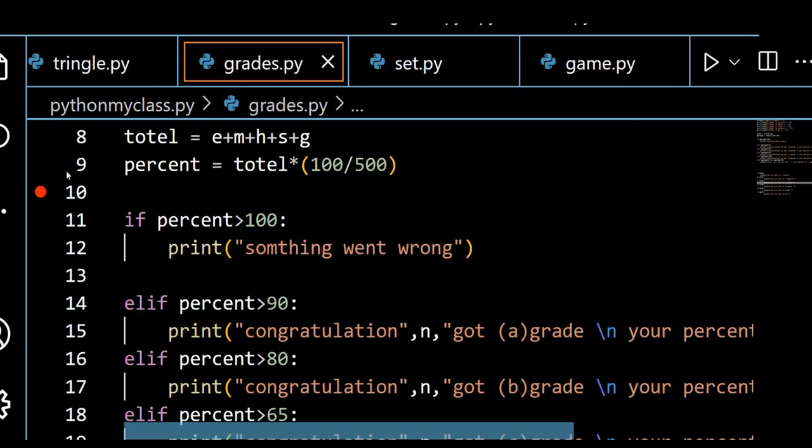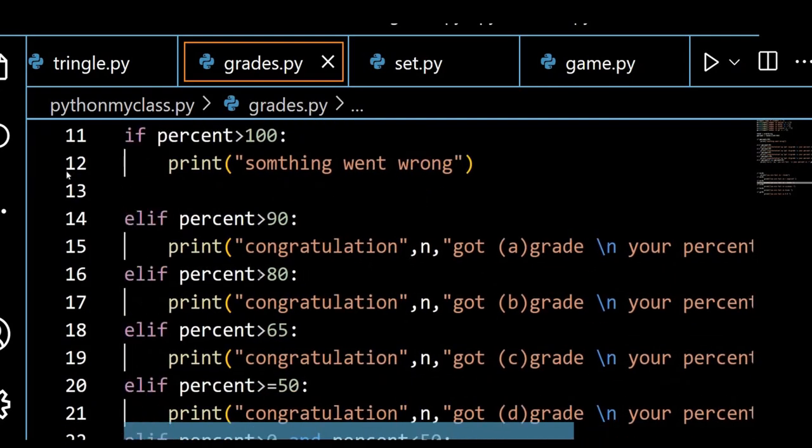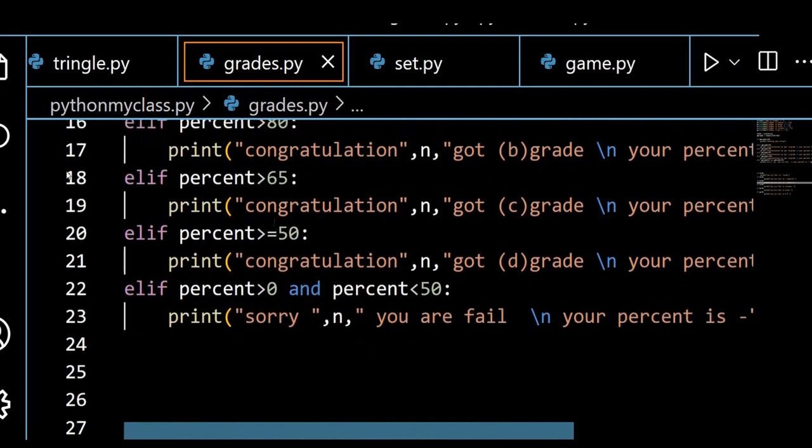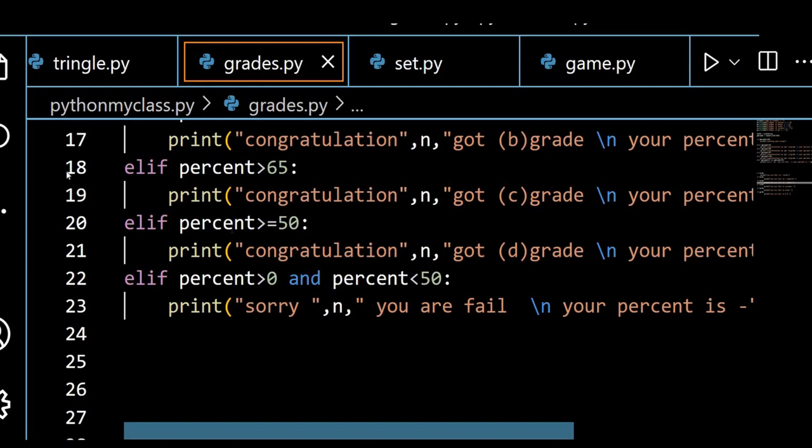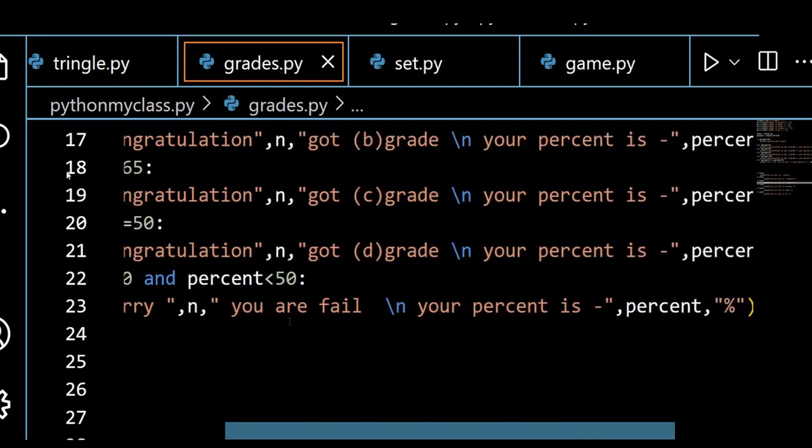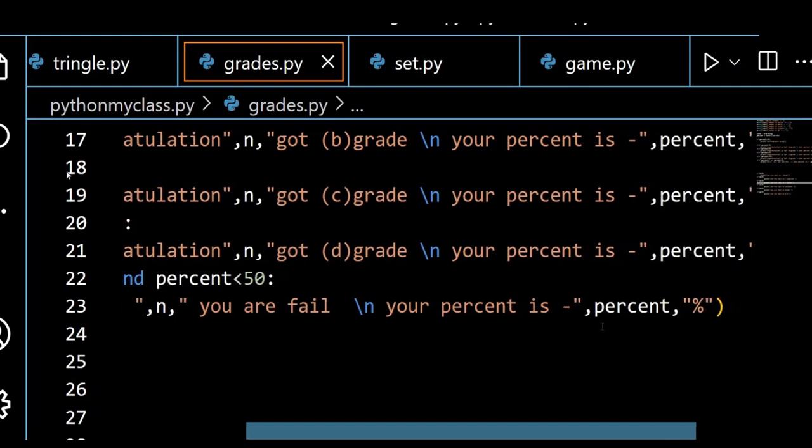Then I have taken the second condition: if the percent is greater than 90, then we'll say the grade is A. If the percent is greater than 80, then we'll say the grade is B. If the percent is greater than 65, then we'll say the grade is C. If the percent is greater than or equal to 50, we'll say the grade is D. And if the percent is less than 50, then we'll say, sorry, you are fail and your percent is this.